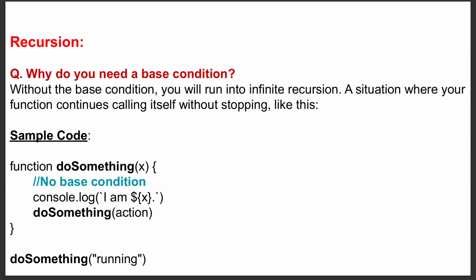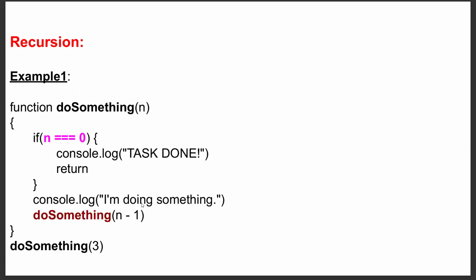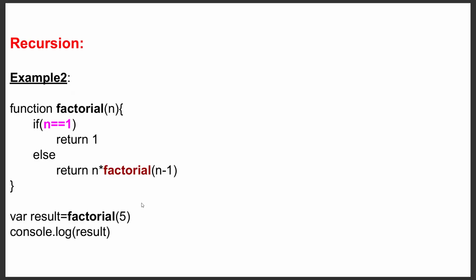If there is no base condition, the code executes continuously. See this code, I'm printing a running message, do something. You will always get one message: I'm running, I'm running, I'm running. The output never changes, so this will go on continuously. This is the code, example one, and this is the factorial program I just explained.